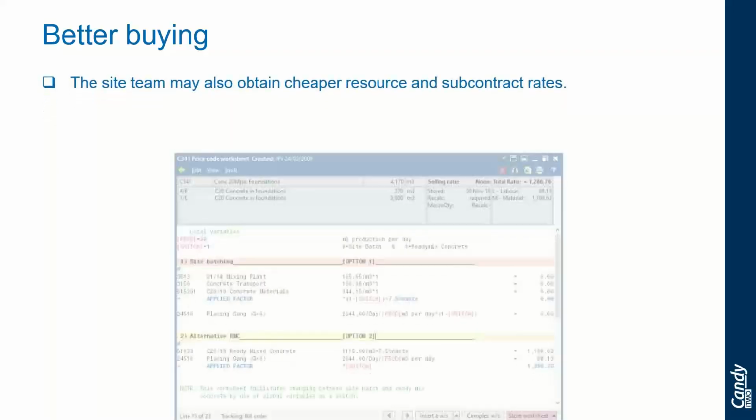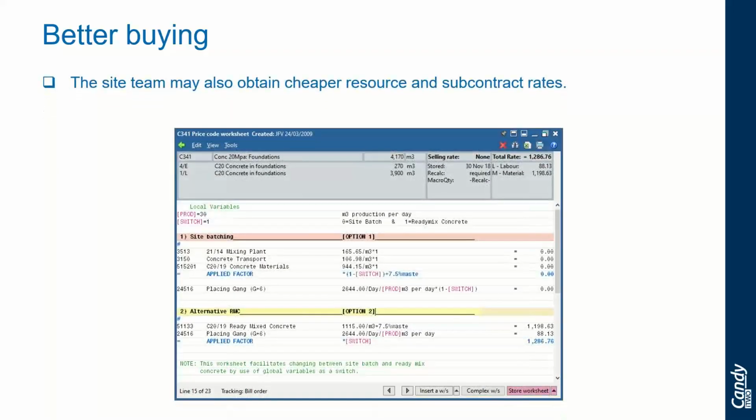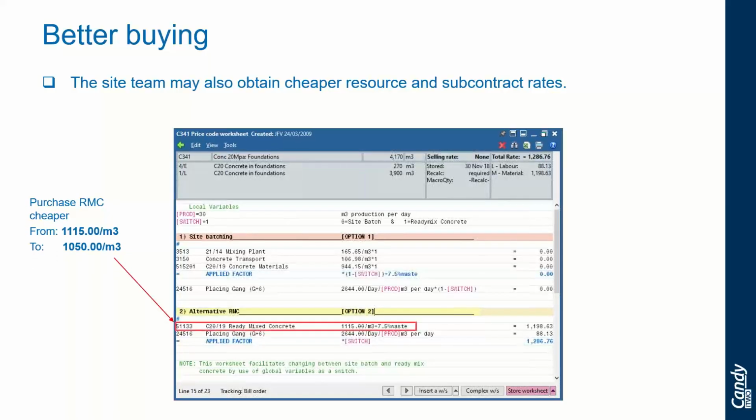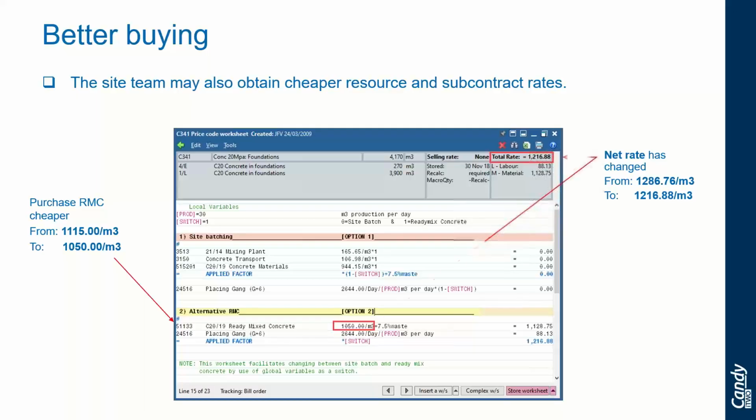Also, better buying. So let's assume that the site team will purchase ready mix cheaper from a local supplier. So they are able to purchase ready mix at 1050 as compared to their original rate of 1115, and you will see that by better buying it also decreases further the net rate.